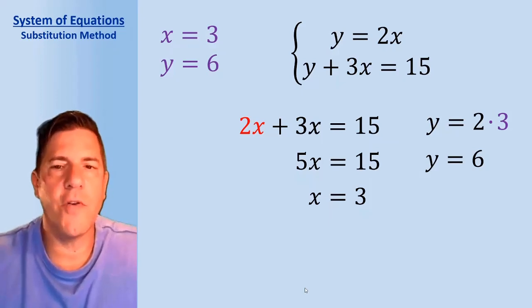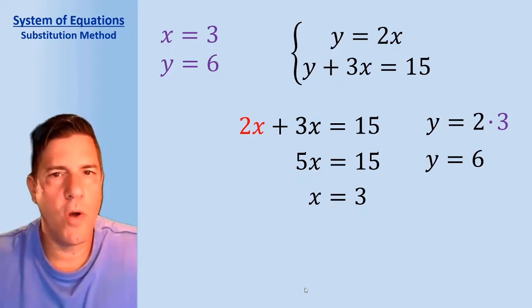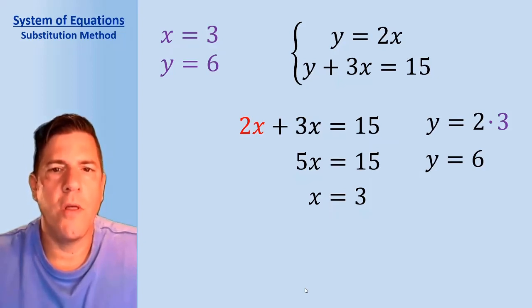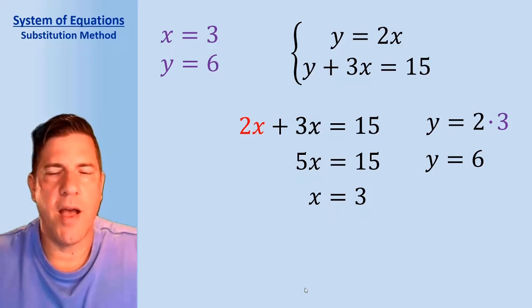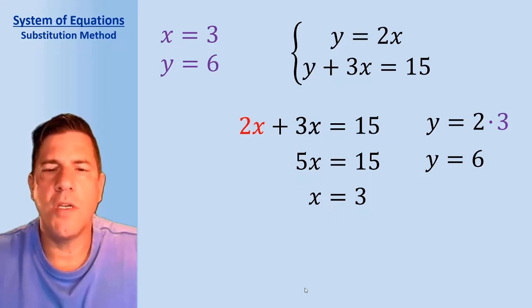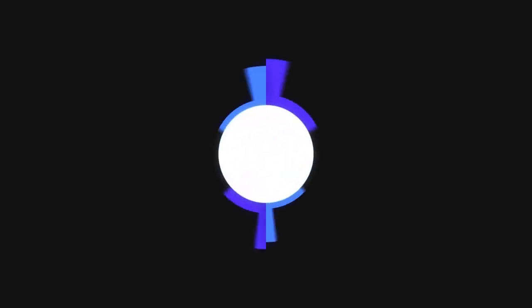Hi, so a system of equations is when we have two or more equations that work together and we're trying to find the values that make all of those equations true. So if we look over here at these two equations, we're trying to find the x and y value that make both of those equations true at the same time. There's a number of ways to do system of equations. In this video, we're going to cover the substitution method.